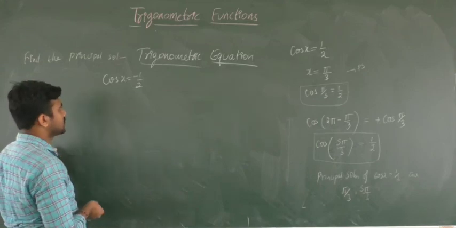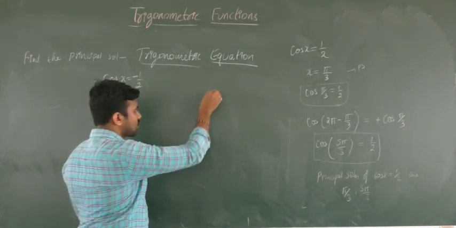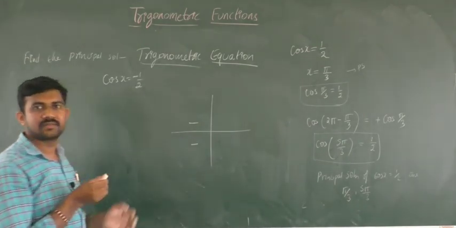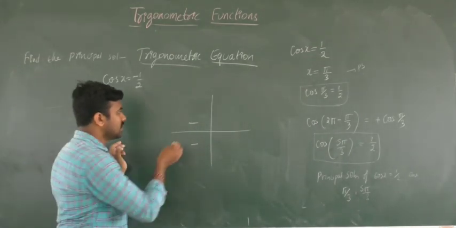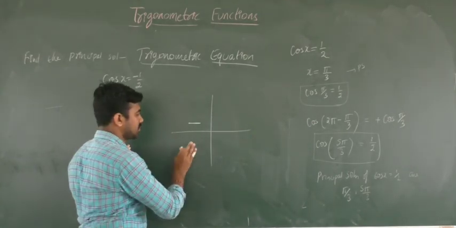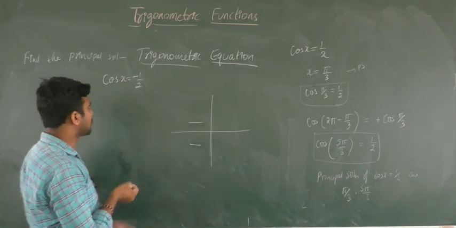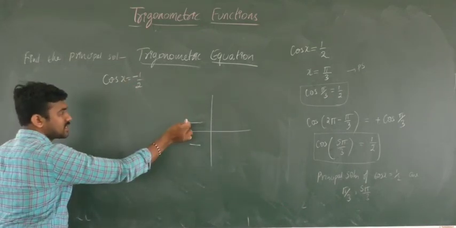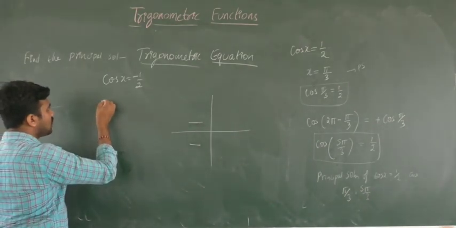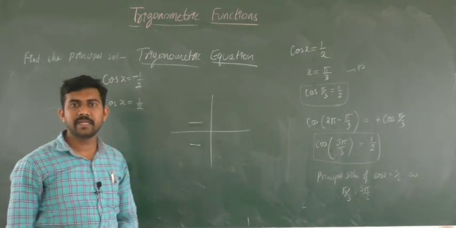Cos x is equal to minus half. Here the cos value is negative, means cos takes a negative value in the second and third quadrant. So here x must lie in the second and third quadrant. Here you know cos x is equal to half when cos takes the value half, that is pi by 3, 60 degree.